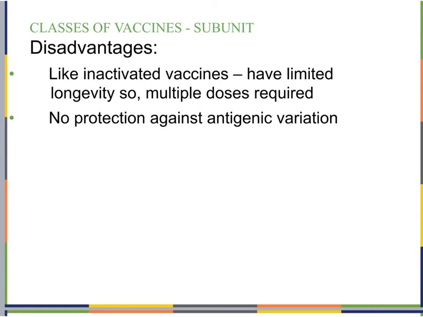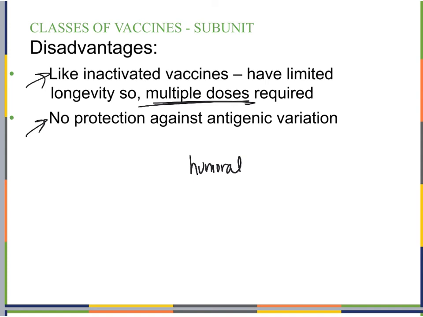So some disadvantages, like inactivated vaccines, they have limited longevity. So sometimes multiple doses are required. Again, it's going to be only our humoral response because it's not something that can get into the cell. So we're only activating that piece, so it's not as comprehensive, and it's a weak response. However, we don't have any protection against antigenic variation.